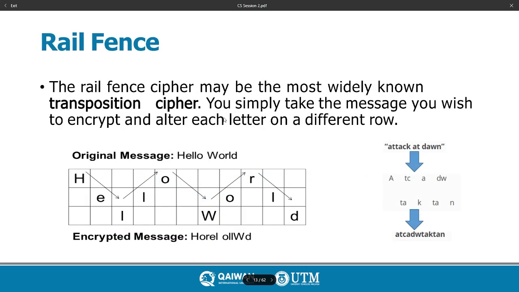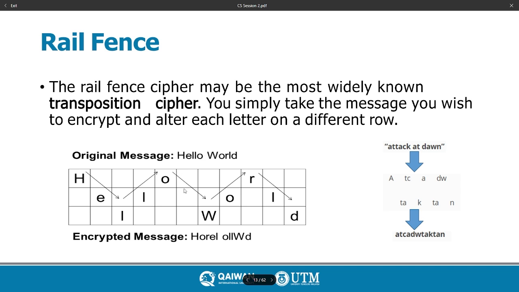Now we have the rail fence. The rail fence cipher is maybe the most widely known transposition cipher. You simply take the message you wish to encrypt and alter each letter on a different row. We will start from point 0,0. Let's say that we have "hello world". Now we will also count the spaces.